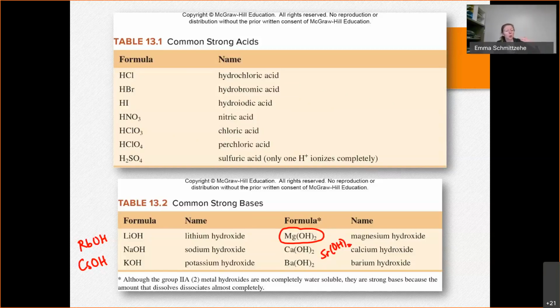So calcium, strontium, and barium are lower on the periodic table. They're the heavier elements. When those things are bound to hydroxide, they tend to completely break apart, meaning they act as a strong base. Magnesium hydroxide isn't very strong, okay, but since it's in the table, we can kind of treat it that way for now.